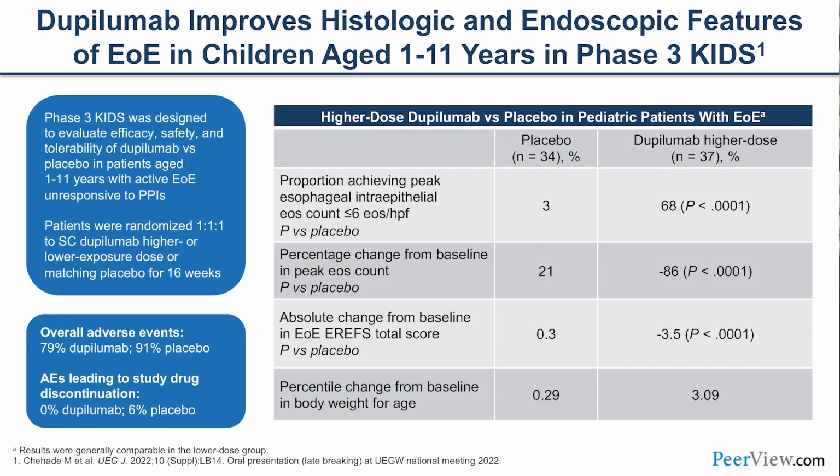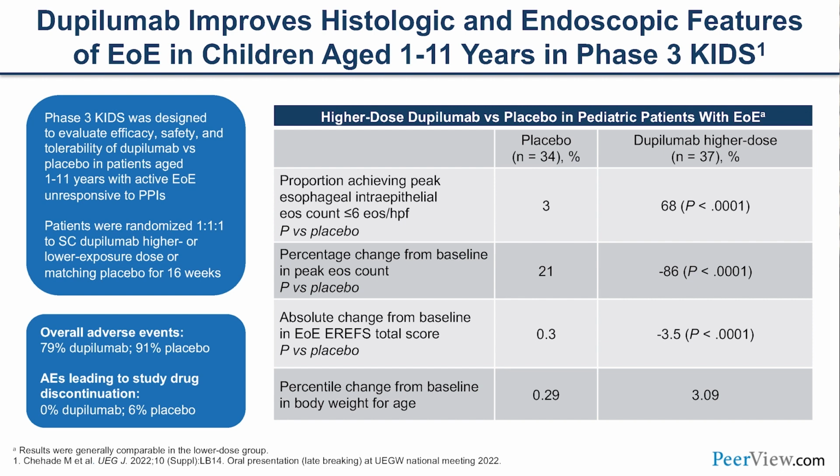In addition to the phase 3 study, which examined patients 12 years of age and higher, recent data were presented in abstract form on dupilumab in children aged 1 to 11 years. This is a phase 3 study designed to hopefully expand the indication for dupilumab use down into younger children. Here, the patients were randomized 1:1:1 to either a higher exposure of dupilumab, a lower exposure, or placebo for 16 weeks.